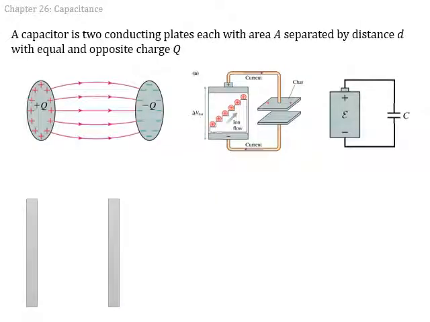So let's talk about how we characterize a capacitor. We know that batteries have a voltage or a potential. Resistors have a resistance, which describes the relationship between the current and the potential. What do capacitors have? Well, we say that capacitors have capacitance, and we represent that by a capital C.